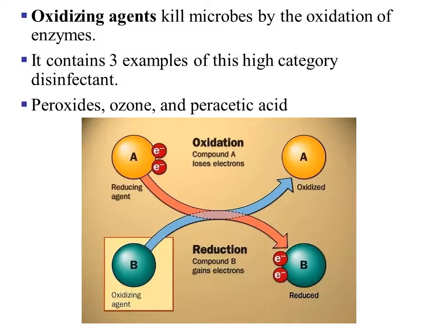Oxidizing agents kill microbes by oxidation of enzymes. Oxidation of an enzyme would be to remove electrons from the enzyme. This category of germicide contains three examples. It falls into the high category of disinfectants. The examples are hydrogen peroxide, ozone, and peracetic acid.